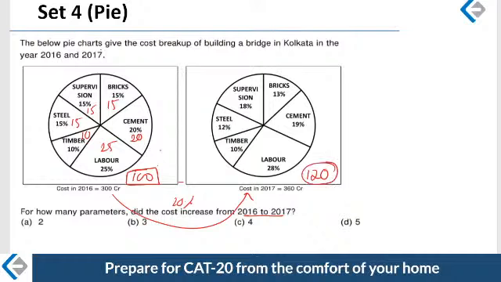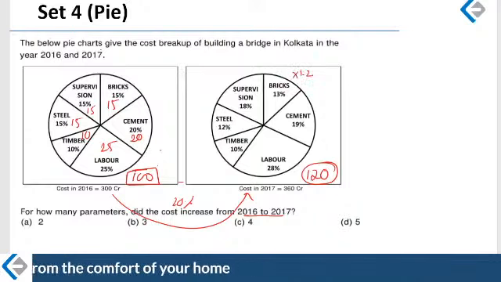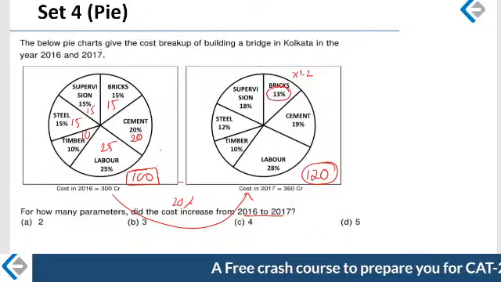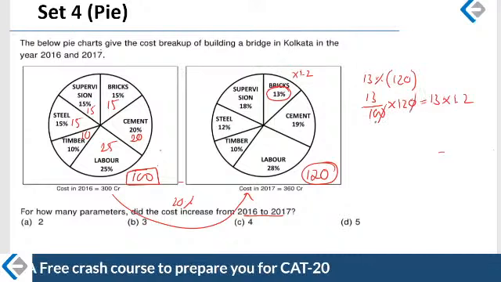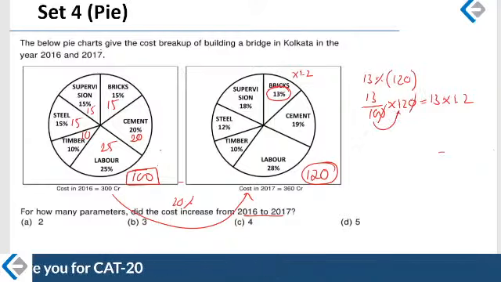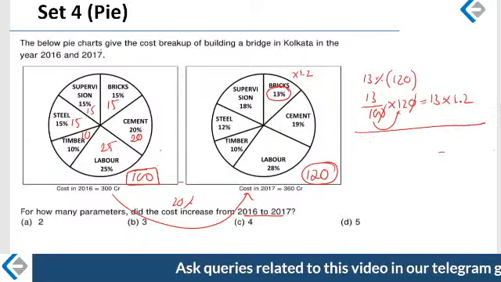Of course, yes. 120 means what? Multiply every number by 1.2. That's it. Let me explain for bricks. How will the bricks look? 13% of 120. That's what you should be doing. What is 13%, my friends? 13 by 100 into 120. Nothing but 13 into 1.2. I can cancel this and take this 10 onto this side, so it will become 13 into 1.2. Good. That is for bricks.